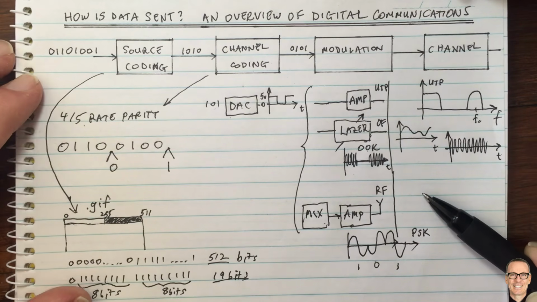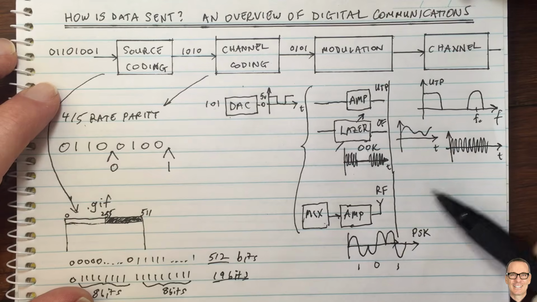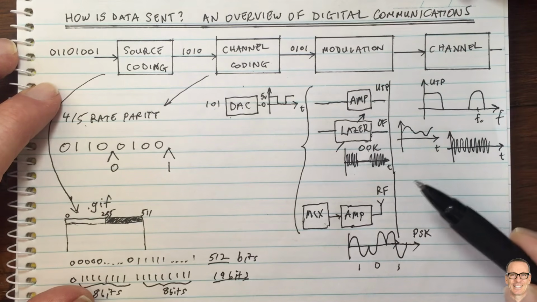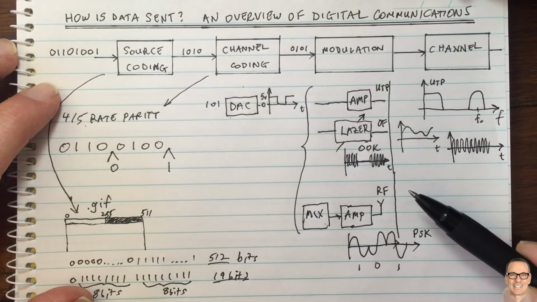So hopefully this video has given you more insights into how ones and zeros are sent over channels. Of course, it's just a summary, but there are lots more links in the description below with more details of many of the components.